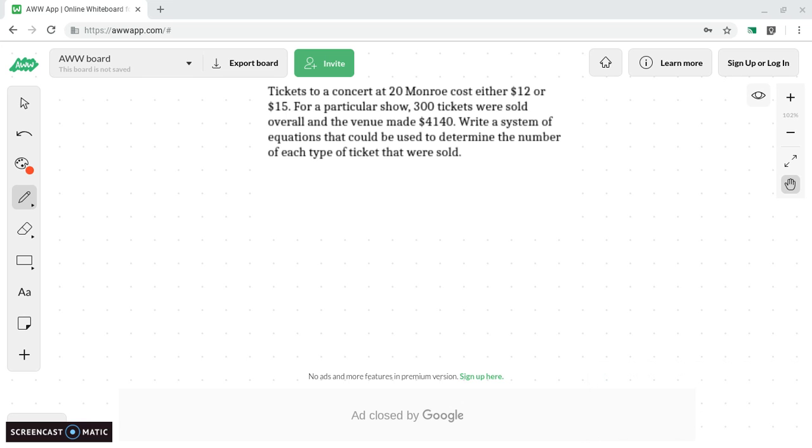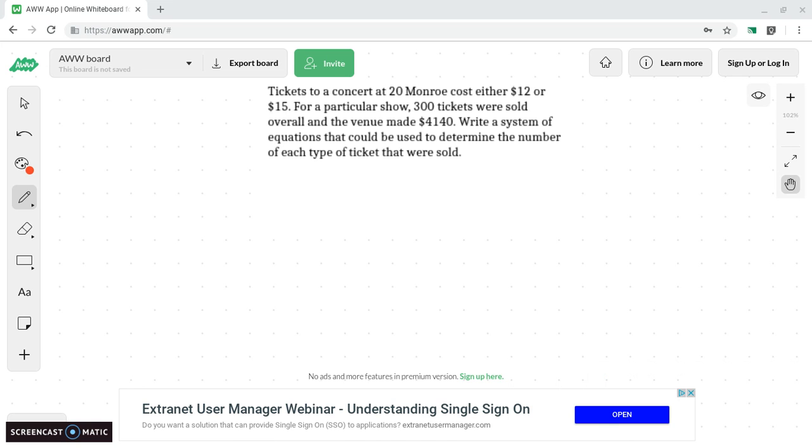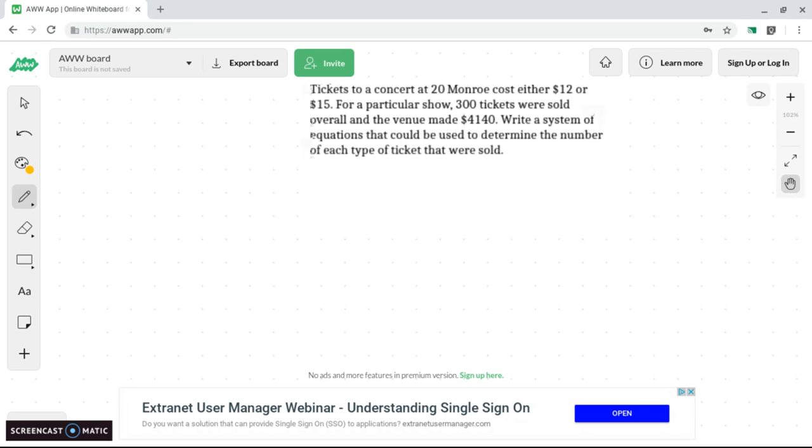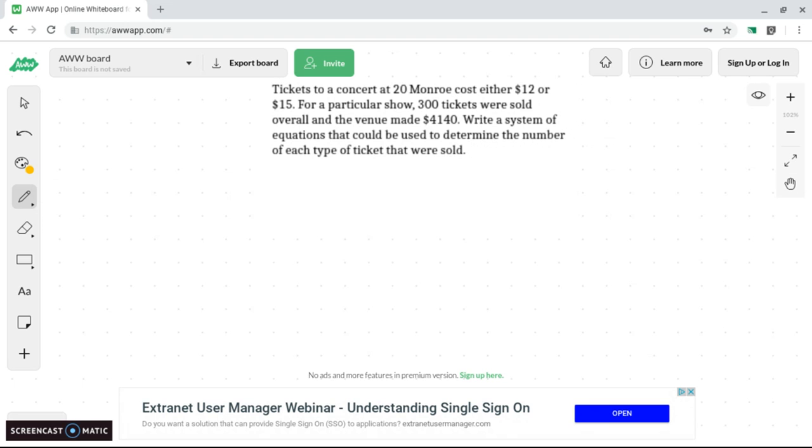It says tickets to a concert at 20 Monroe cost either $12 or $15. For a particular show, 300 tickets were sold overall, and the venue made $4,140. Write a system of equations that could be used to determine the number of each type of ticket that was sold. So we know a couple things. We know there's two different types of tickets. One of them costs $12.